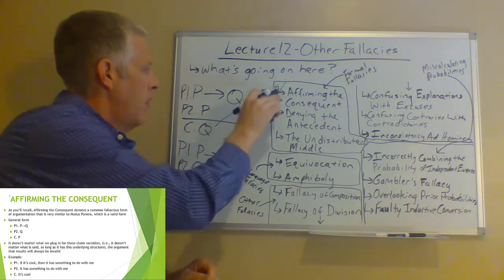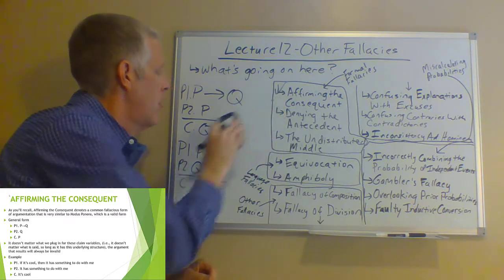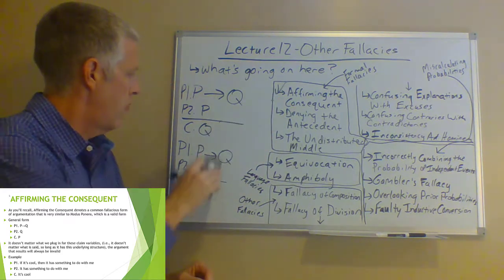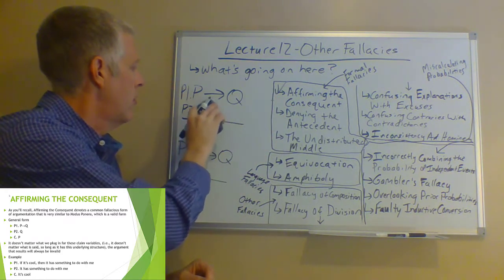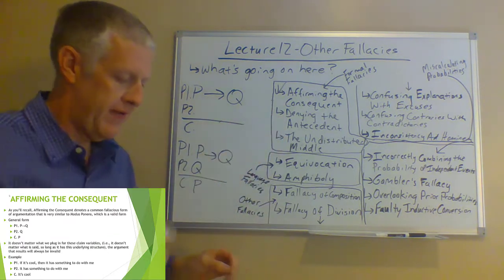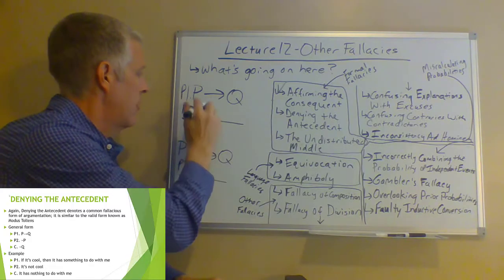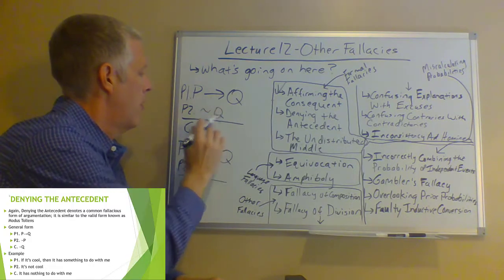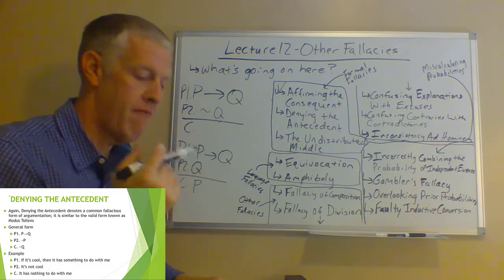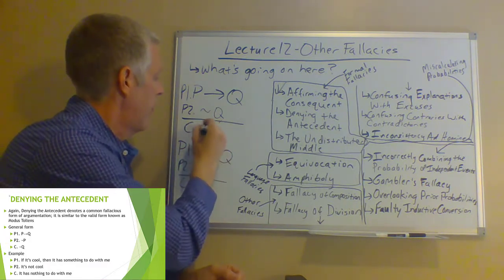So we'll leave most of this up here. Denying the antecedent is very similar, as I mentioned at the top of slide 4, to the valid form of modus tollens. So this is the valid form, which is known as modus tollens.